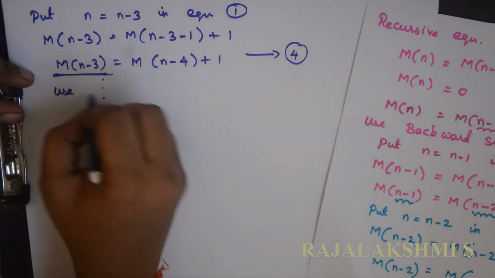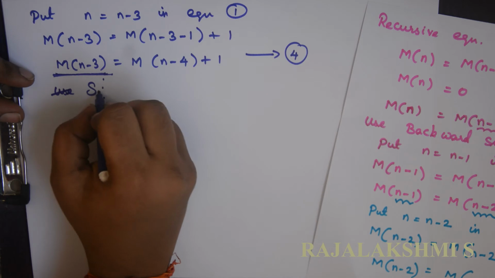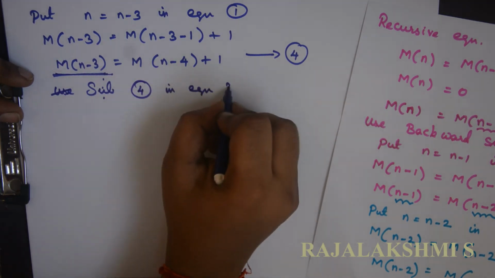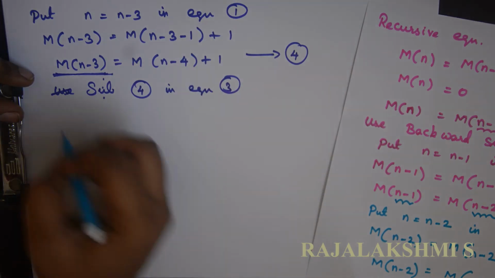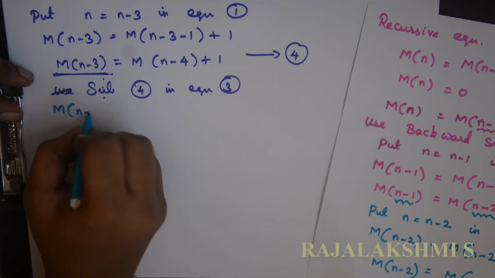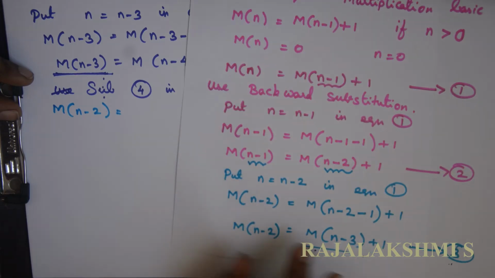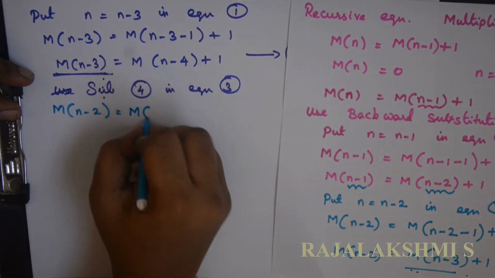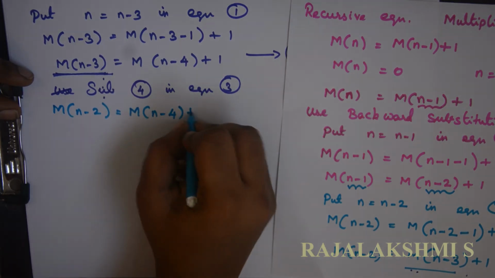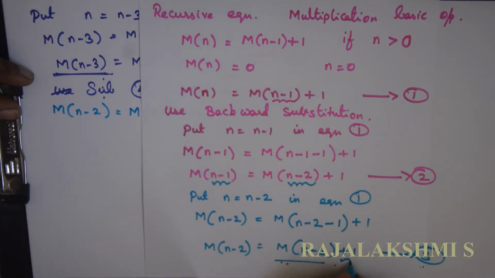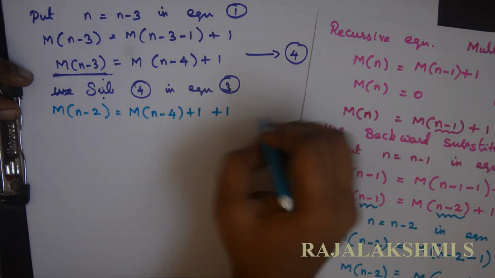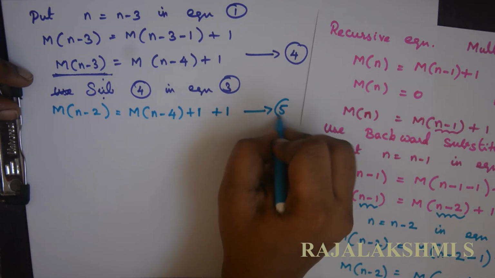Substitute equation 4 in equation 3. So we will have M(n-2) equal to, instead of M(n-3), I am writing M(n-4) + 1, and here I am having this plus 1, so that should be written as it is. Let this be equation number 5.